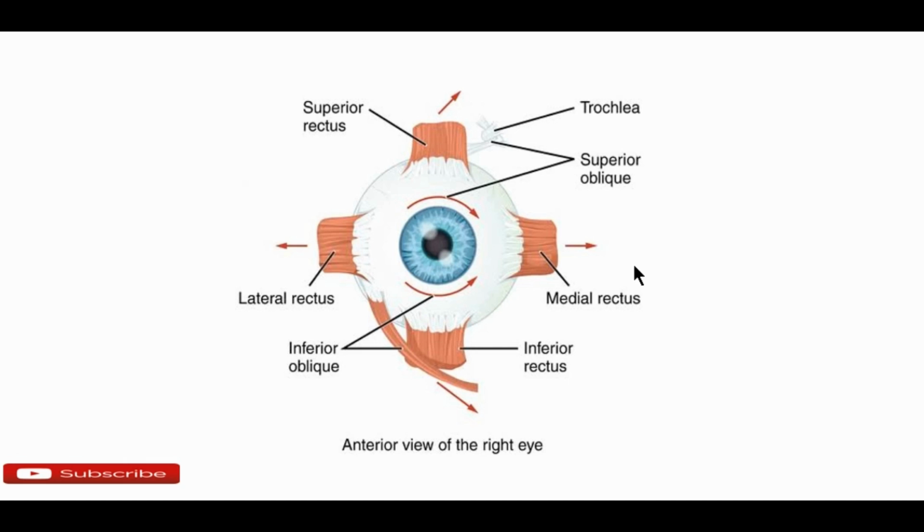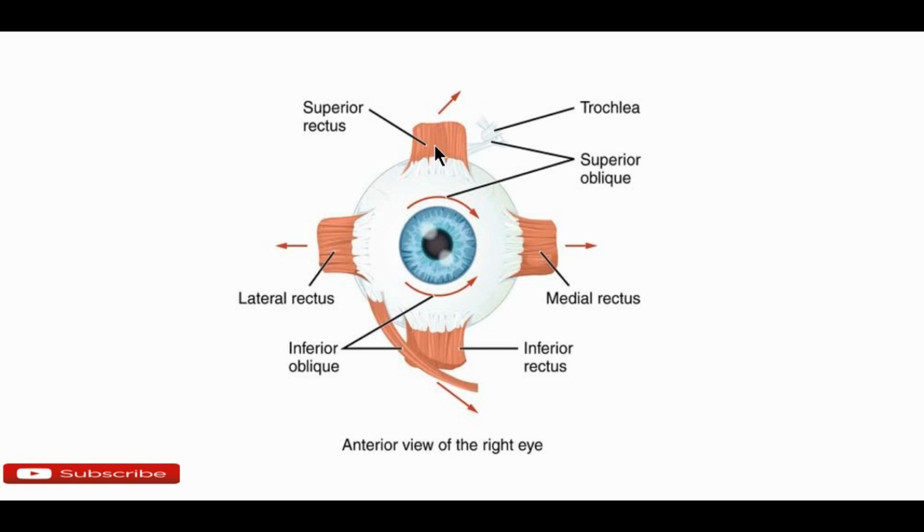There are 7 extraocular muscles. 6 of them we have shown here. The 7th one, which we have not shown here, is the levator palpebrae superioris muscle. Levator palpebrae superioris muscle is the prime elevator of the upper eyelid.